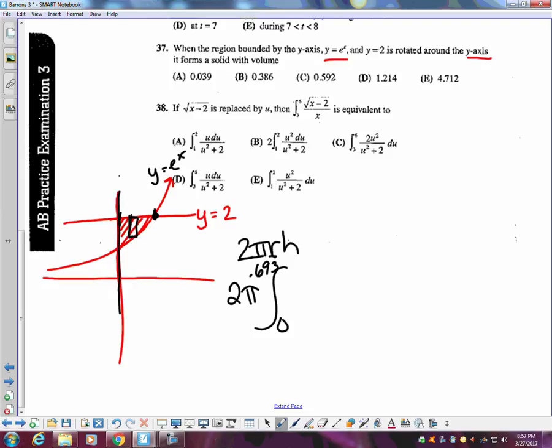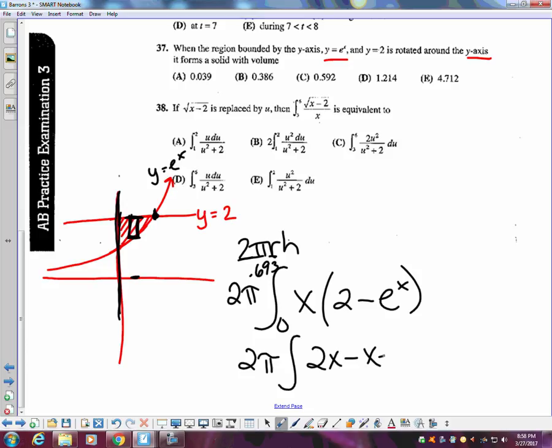Now my r, again, the bottom of my slice, x-axis. So I'm x, my axis of rotation is on the y-axis, so I don't have to minus anything. And then the height, h, is literally the height of your slice. So from here to here. So 2, because that's the top, minus e to the x. We are calculator. Just to make typing it in a little easier, I'm going to distribute my x. Then just straight up type it in from 0 to 0.693. Type it in. You should get 0.592. Pause the video, type it in, make sure you're good.